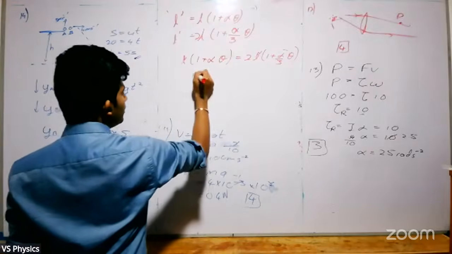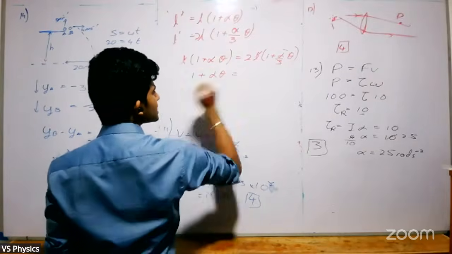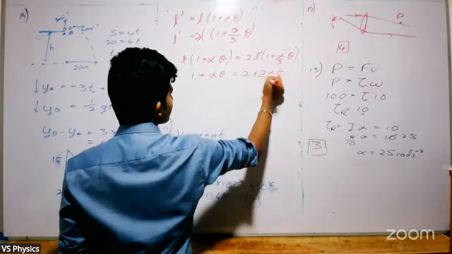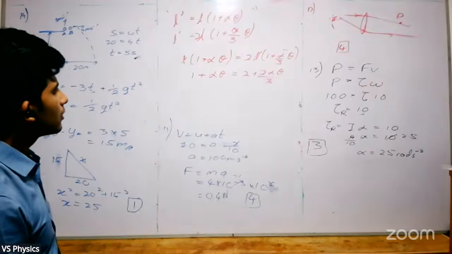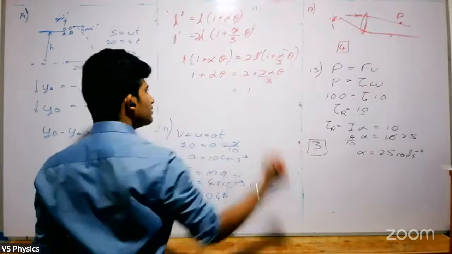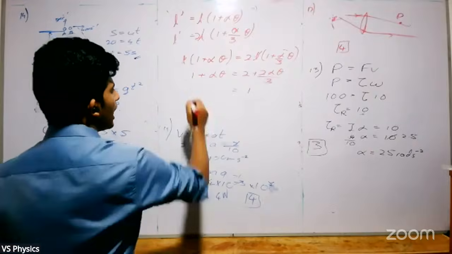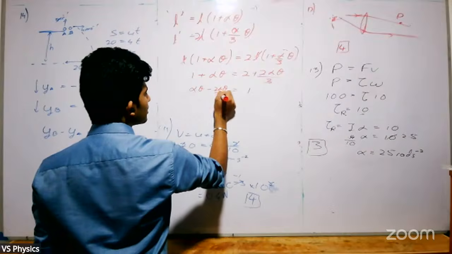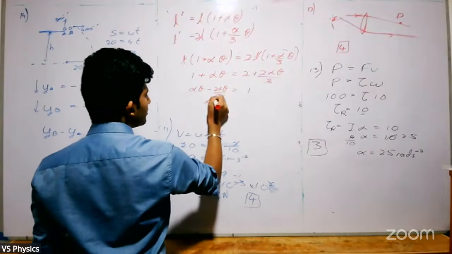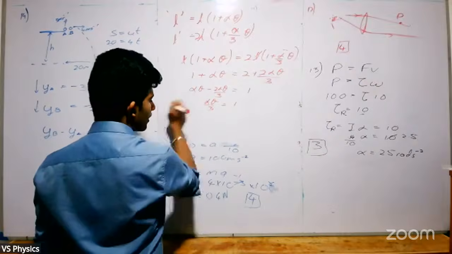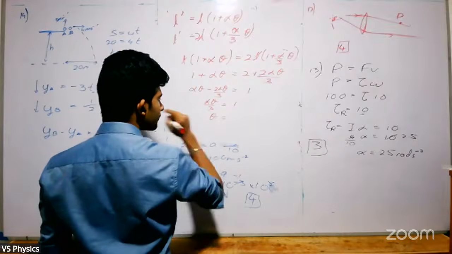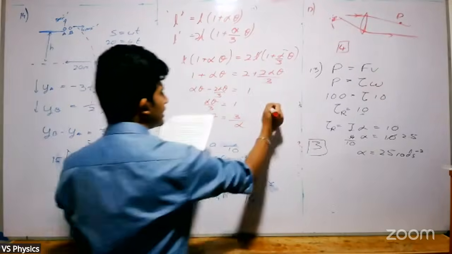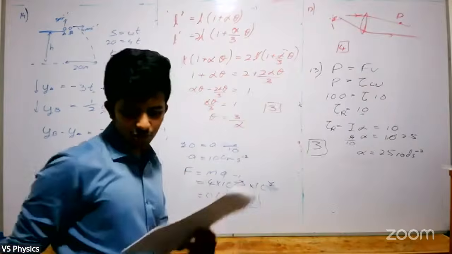You are left with 1 plus alpha theta equals 2 plus 2 alpha theta divided by 3. 2 minus 1 will be 1. Alpha theta minus 2 alpha theta divided by 3 will give us alpha theta divided by 3. Our theta value is going to be 3 divided by alpha. That is the third answer. Simple question, good small questions.